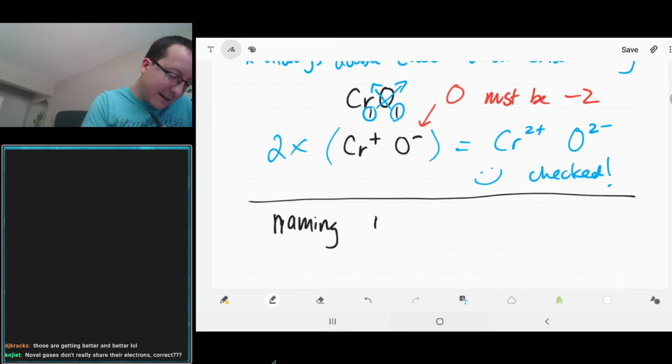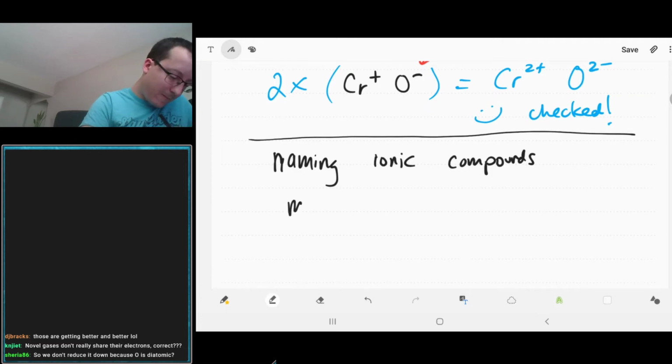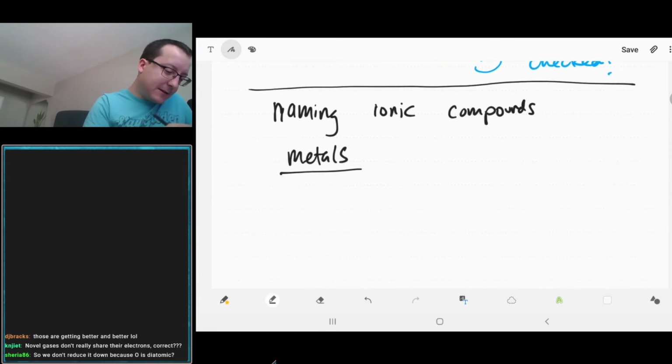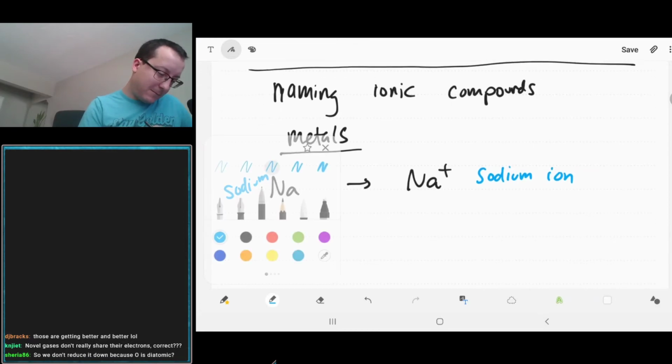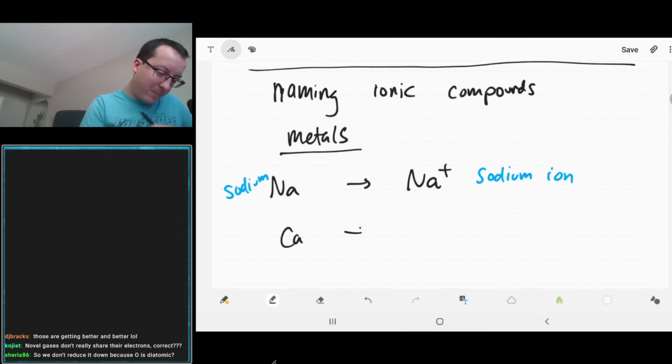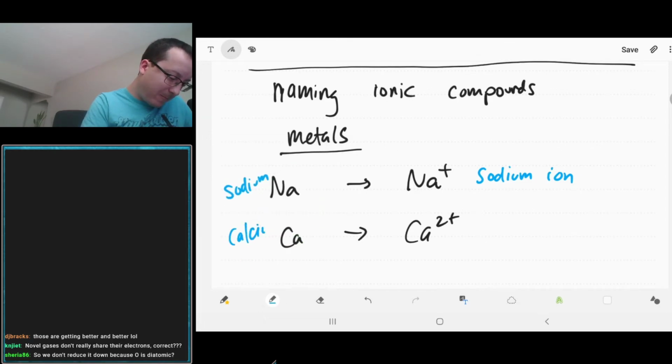So now we're going to finally get into how to name these guys. For metals, naming is super easy for us. This dude is called sodium. This one is called a sodium ion. This thing is called calcium. This is called a calcium ion.